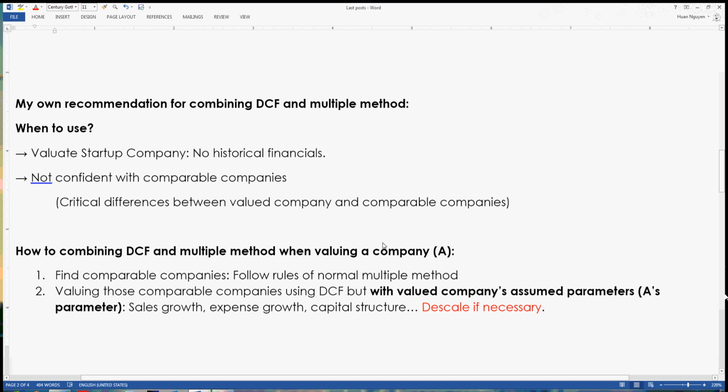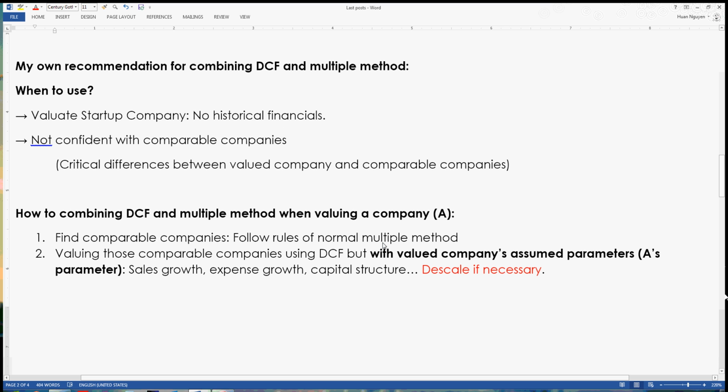So finally, I will talk about my own recommendation for combining discounted cash flow and multiple methods when evaluating a company. So first, to answer the question of when to use, I would say that I will combine both methods when evaluating a startup company with no historical financials. So we have no clue. We have nothing to use for discounted cash flow.